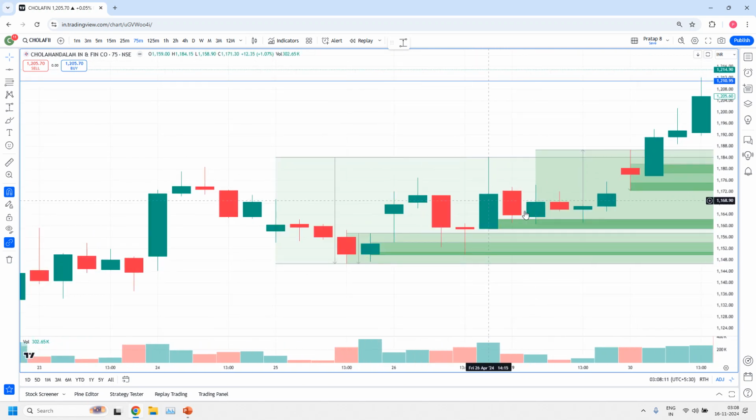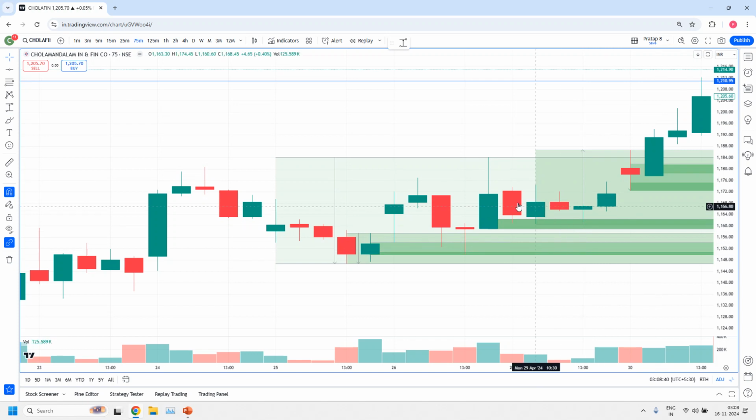See, at some point of time, institutions created a leg out from this zone. This is the 75-minute zone. This is a 10:30 candle, 75 minutes. This is the 11:45 candle. This is the 13:00 candle. You will be having 5 candles in a day, 75 minutes. This is the first candle. Second, third, and fourth.